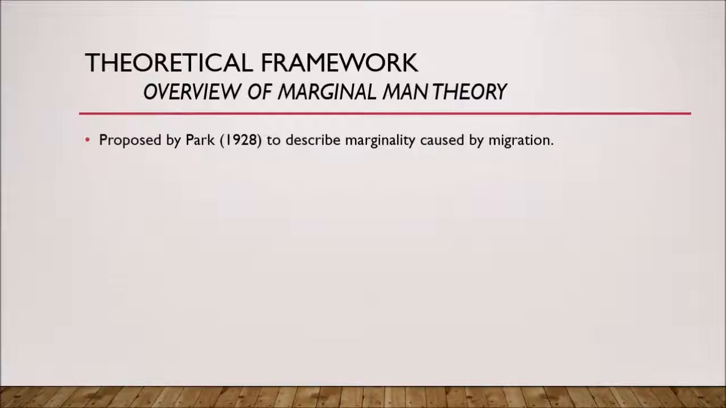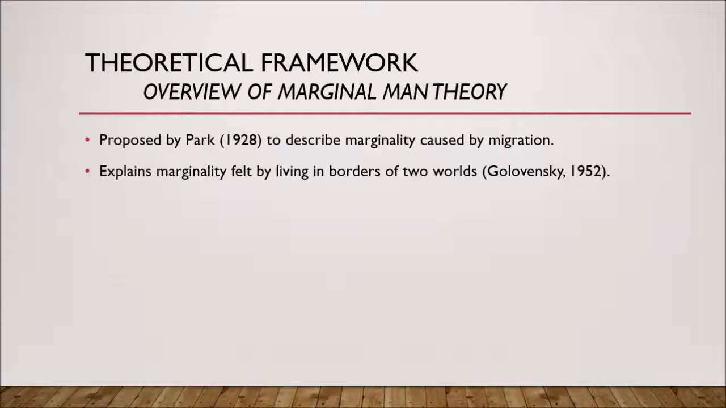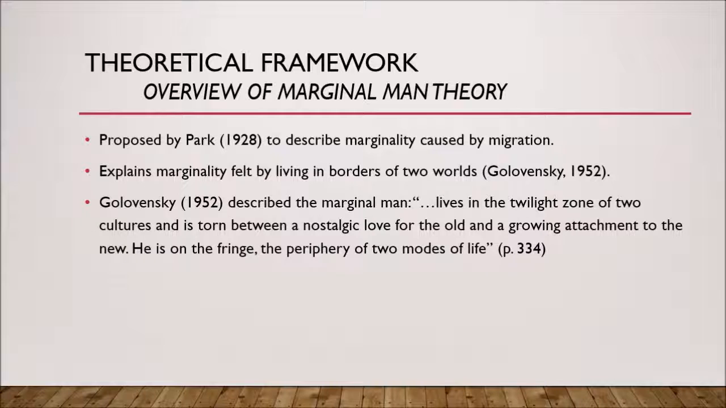The marginal man theory was first proposed by Robert Park in 1928, and he used it to describe feelings of marginality that were experienced by immigrants moving to America. It explains the marginality that's felt by living in the borders or on the fringes of two different worlds. Somebody is not really able to be a member of either society if they're feeling marginality, their old one or their new one.